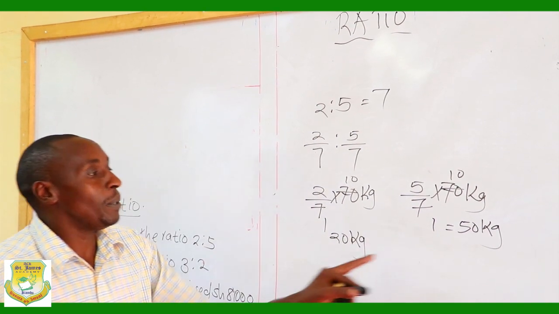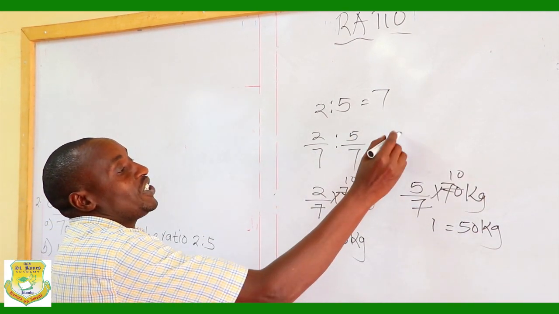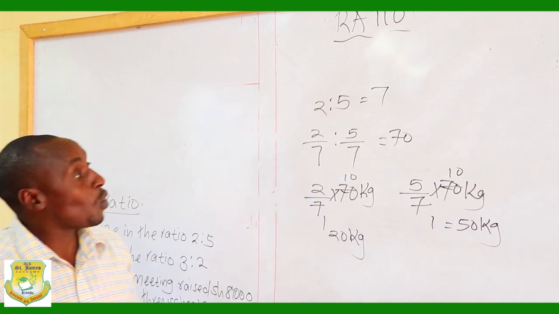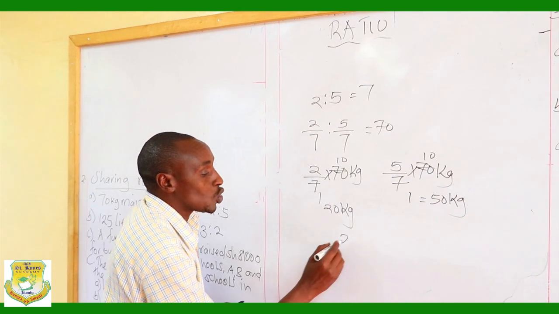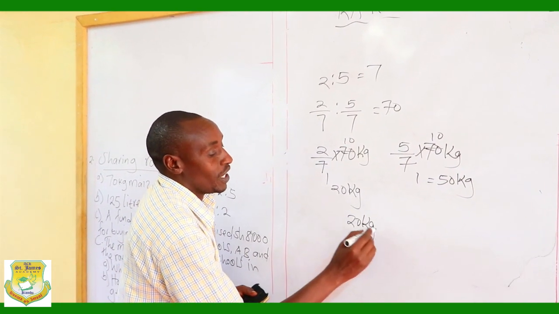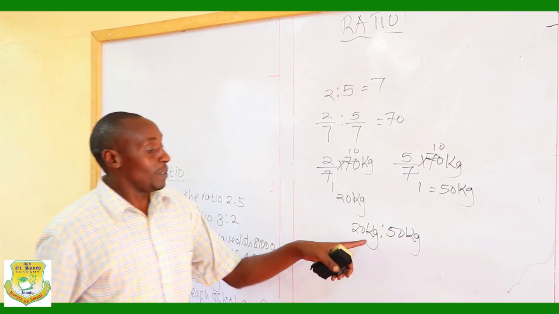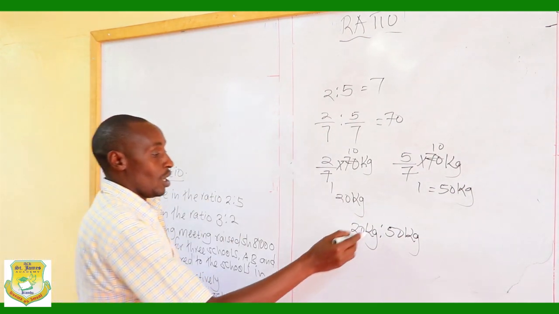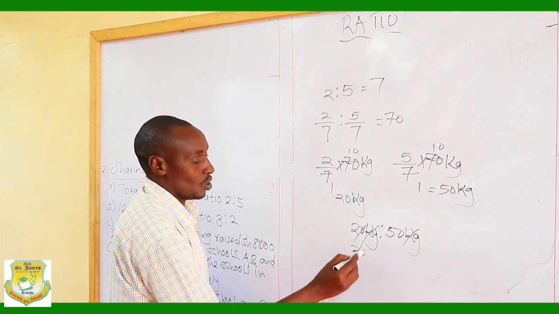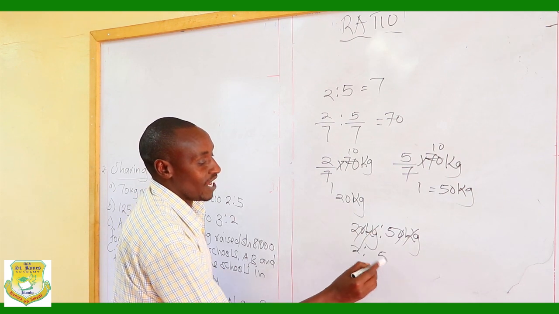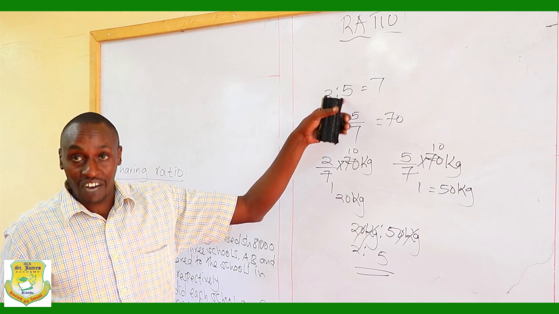If I add 20 plus 50, I get 70, the total mass to be shared. If I want to get back my ratio, I can take the quantity now, 20 kilograms is to 50 kilograms. I simplify this one. By 10 to by 10, I get 5. So we can get back our ratio after sharing.